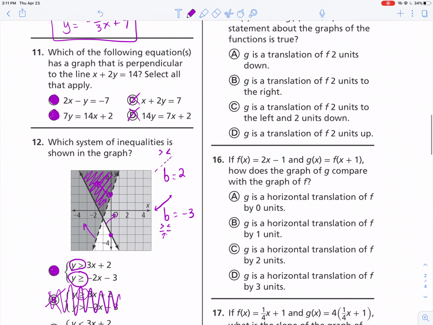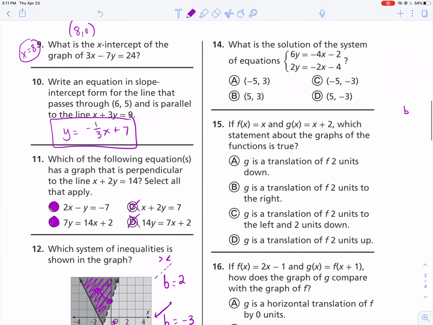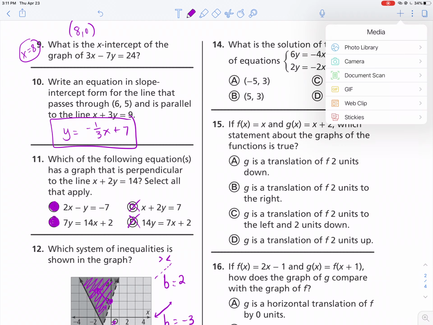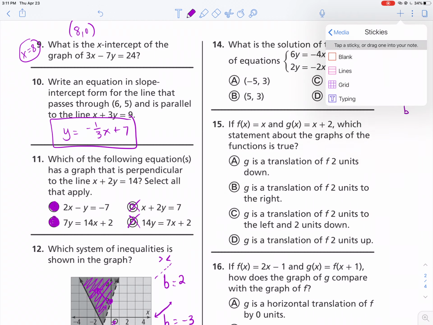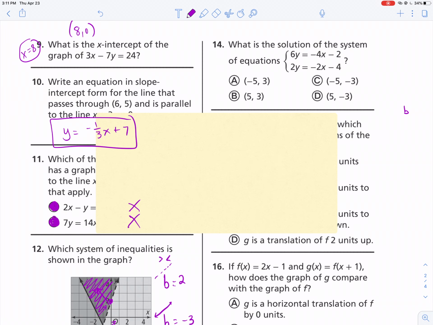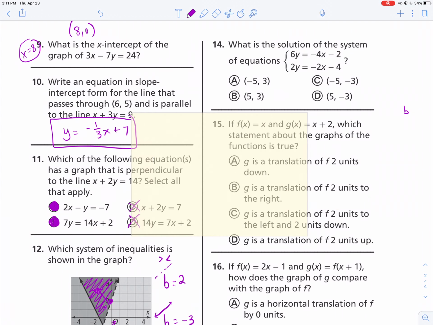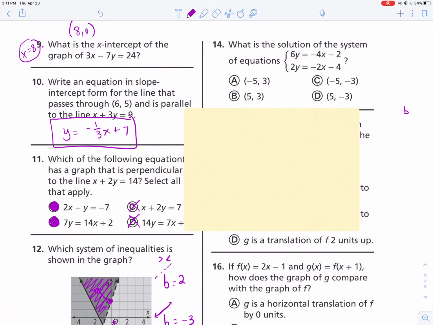Okay, moving on to number 14. It's asking us what's the solution to this system. This one's just going to be a lot of algebra that we're going to try and plug in to see what works. So I'm going to try these coordinates, and remember these are x and y, and we're going to plug them in. Now don't get carried away, but we're going to see if it works for one. We're going to make sure it works for the second one.